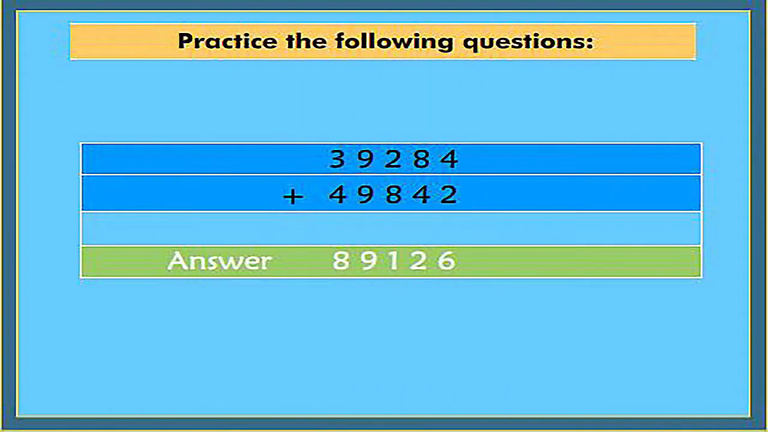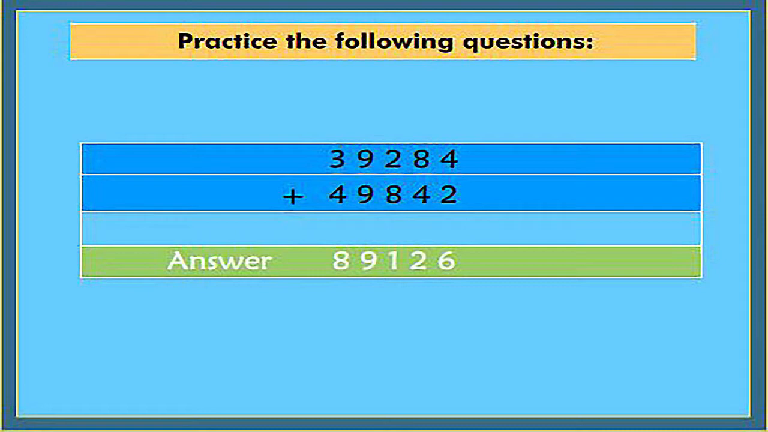Are you ready to go faster for the third question? The first top digit is 8. The second is 9. The third is 1, the fourth is 2, and the last one is 6, making the answer 89,126. It's a very fast and easy way to add two large numbers.